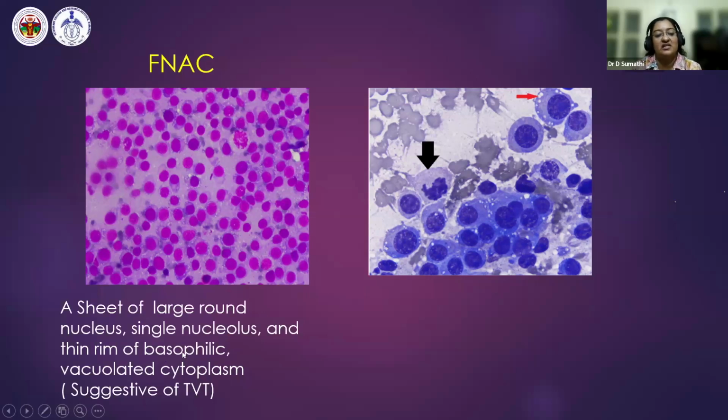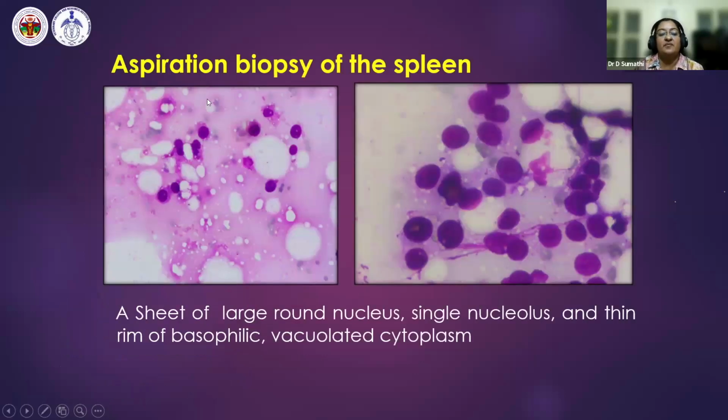It has a single nucleus with basophilic and vacuolated cytoplasm. You can see a lot of vacuoles. This is a magnified one. This is what we routinely see on our cytology slides. Here you can see the mitotic figures. An aspiration biopsy of the spleen in one of the metastasized cases also showed this vacuolated cytoplasm and large round nucleus. So in case it has metastasized into the spleen and liver, it is very difficult to treat.